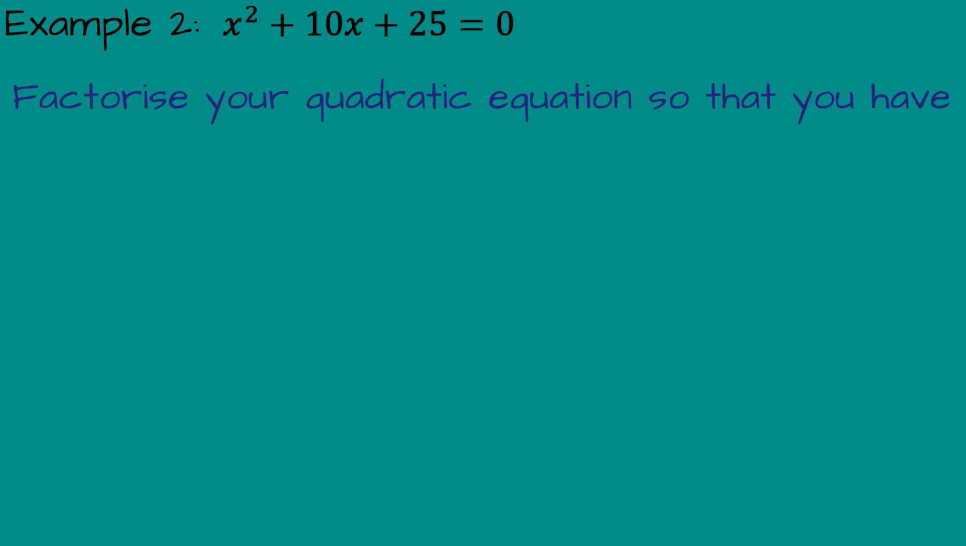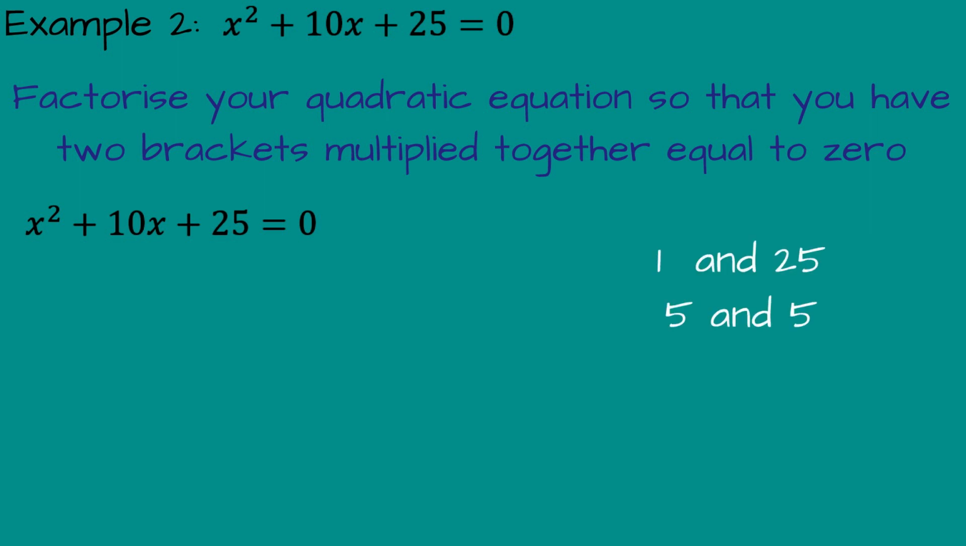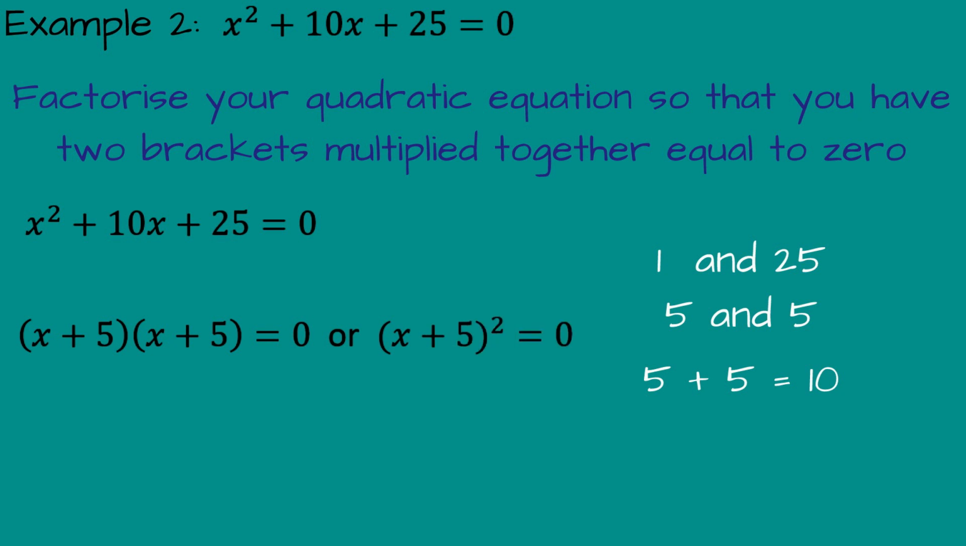The next example is, x² + 10x + 25 = 0. Before we solve this quadratic equation, we need to factorize it. It will factorize to two brackets, x plus a number, times x plus another number, equals 0. You need to find two numbers that multiply together to get 25, and add to 10. Numbers that multiply to 25 are 1 and 25, and 5 and 5. As 5 plus 5 equals 10, the equation factorizes to (x + 5)(x + 5) = 0.